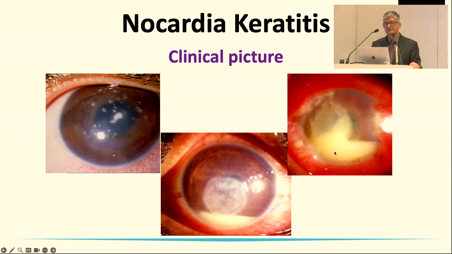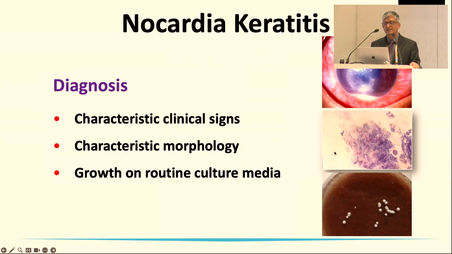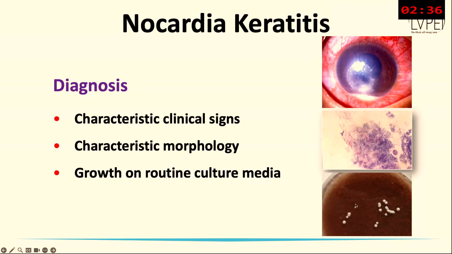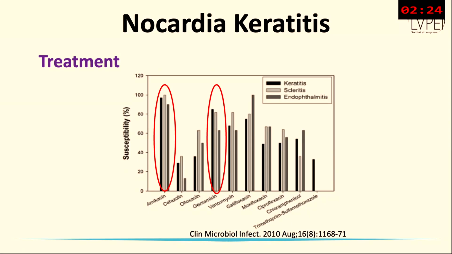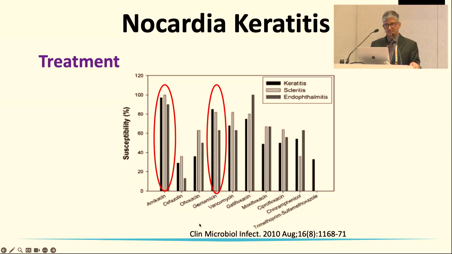suppurative keratitis. Fortunately, the diagnosis is relatively easy because it stains well even with the gram stain or 1% acid fast and grows as chalky white colonies on chocolate agar. So you are unlikely to miss this organism. And this organism also is very susceptible to amikacin, gentamicin, and other aminoglycosides.